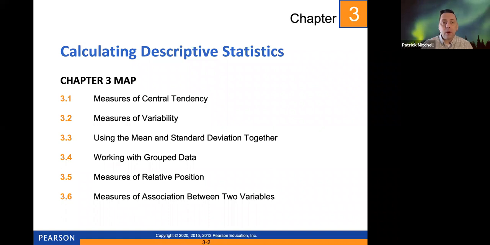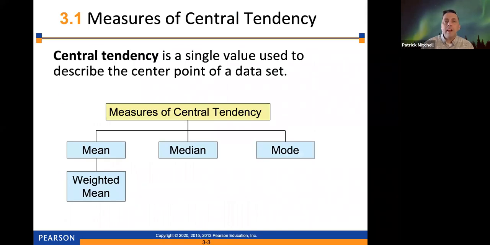So in this video, we'll look at Section 3.1 on measures of central tendency. Central tendency is a single value used to describe the center point of a data set. So the different measures of central tendency that we're going to be talking about are the mean and the weighted mean, the median, and the mode. And you might already be familiar with some of these.